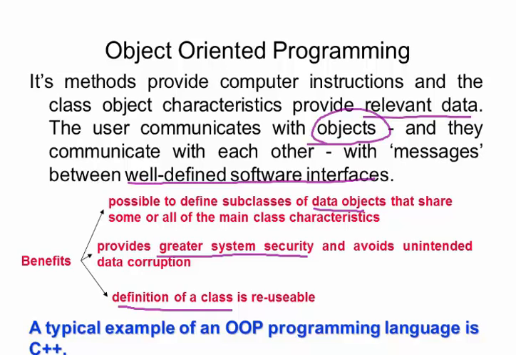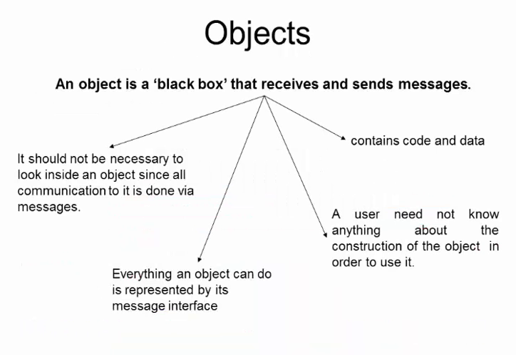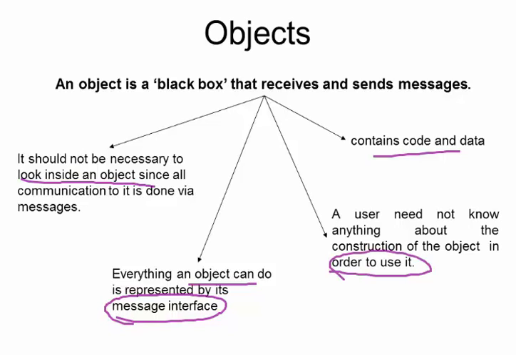So, a classic example of an object-oriented programming language is C++, and C# and a whole bunch of the other ones. So we talk about objects. An object is a box that receives and sends messages. You do not need to look inside it. You don't need to know what the program has done, you just need to know what it does. The box contains code and data. Everything it can do is represented by the interfaces to the outside world. You do not need to know anything about it in order to use it.